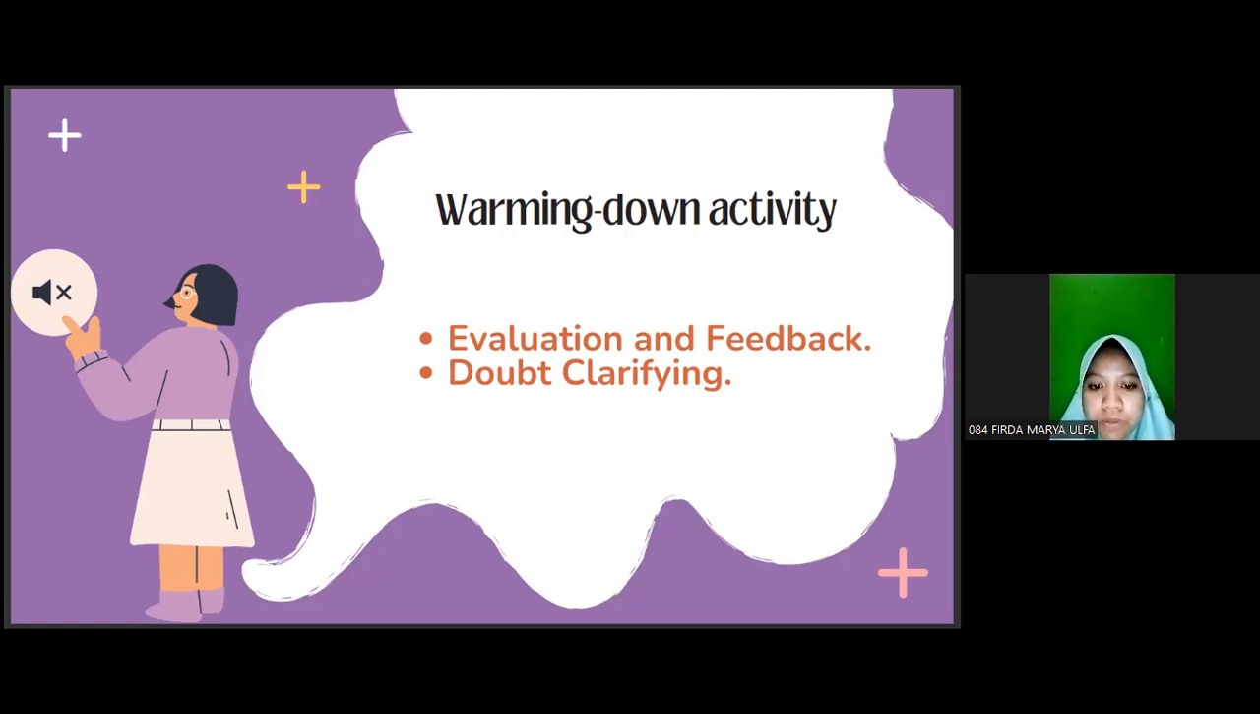So the teacher evaluates the materials that have been given and asks students which material is not understandable. Then the teacher also gives feedback to students after learning that day.